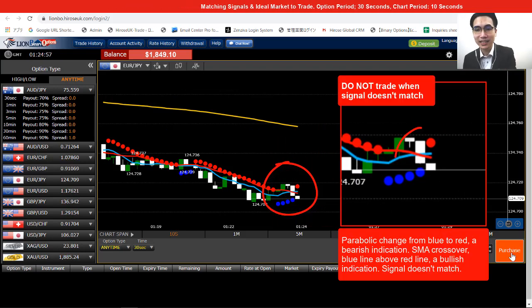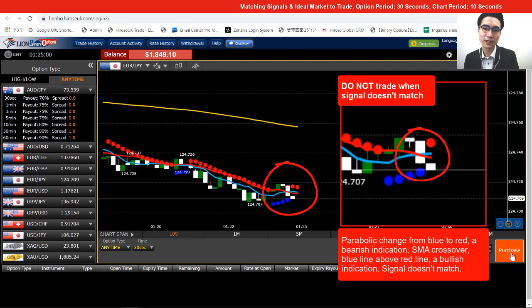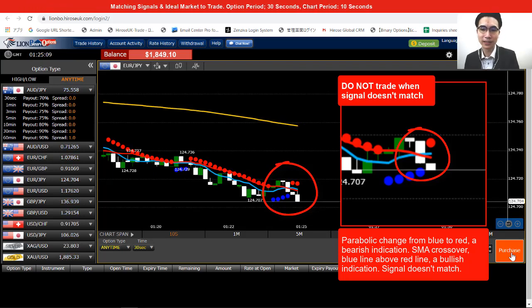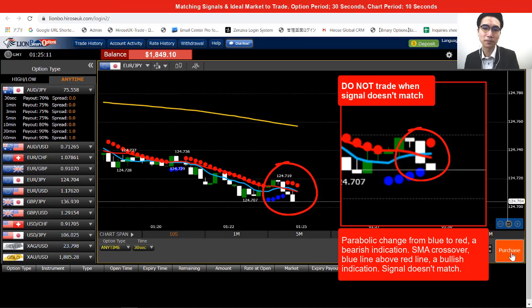So in here you see at this moment the parabolic did change color from blue to red, but then you see the simple moving average is actually in a bullish indication, where the blue line is on top of the red line.